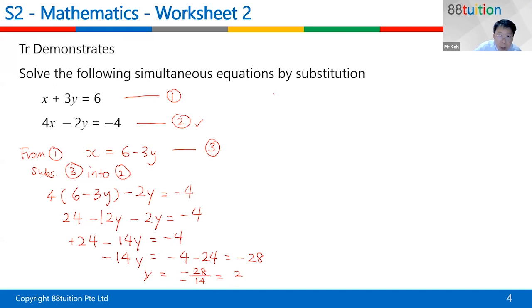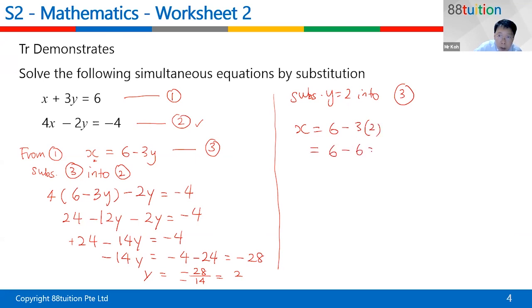Okay, so now the next step is, you substitute y equal to 2 into, okay, so you look for your x. So x is equation 3. So substitute y equal to 2 into equation 3. So x is equal to 6 minus 3 times 2. Okay, so just nice. 6 minus 6 is equal to 0. So what is the solution? The solution is x equal to 0, y equal to 2.